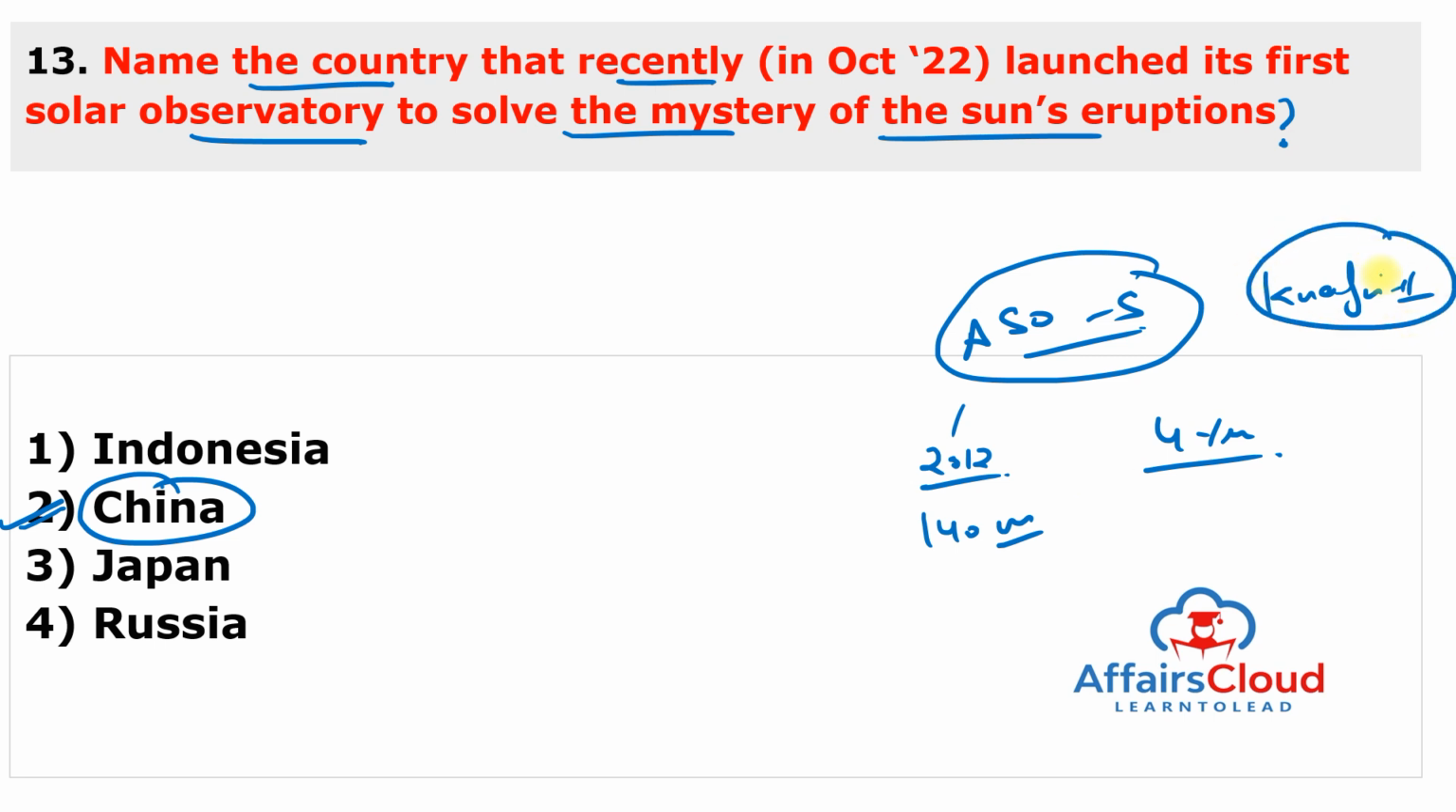And this Kuafu-1 was launched to study the sun's magnetic field, solar flares and the coronal mass ejection, and is expected to send 500 GB data daily to ground stations in China, in Sanya, in Kashgar and the Beijing area. Moving to next question.